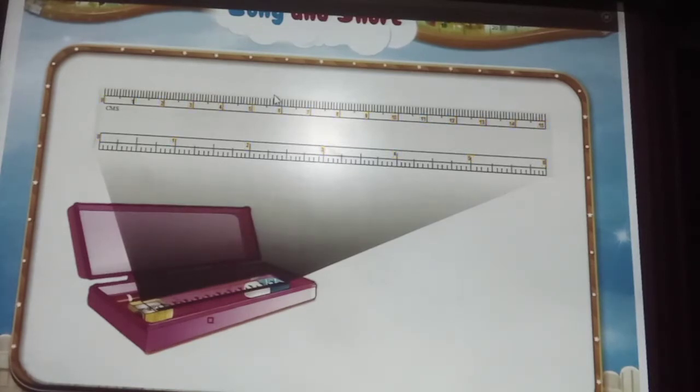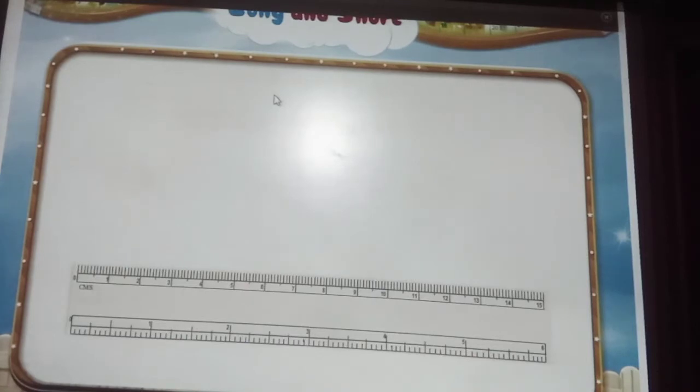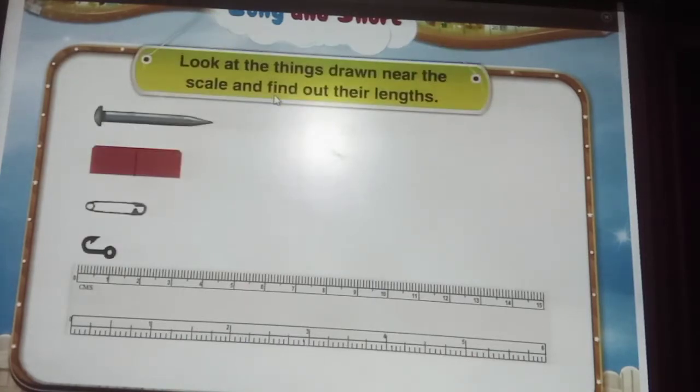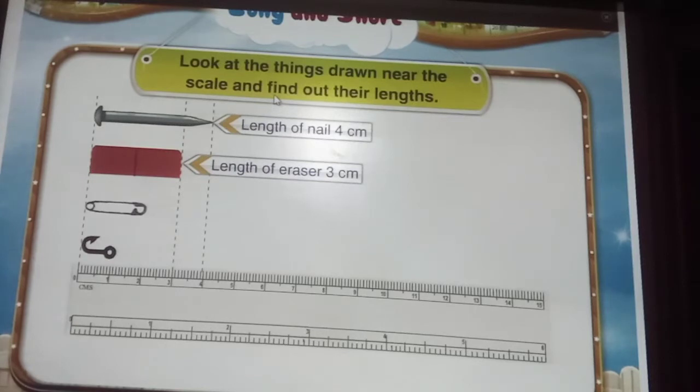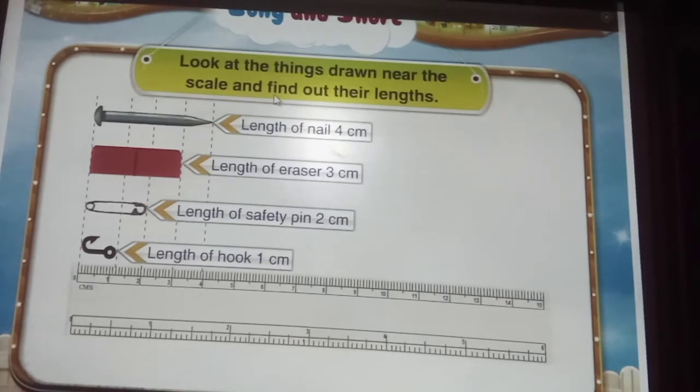The small scale that you mostly use in school is like this one. Is it easier to start measuring from the 0 mark? Look at the things drawn near the scale and find out their lengths. What are the little lines on the scale used for?